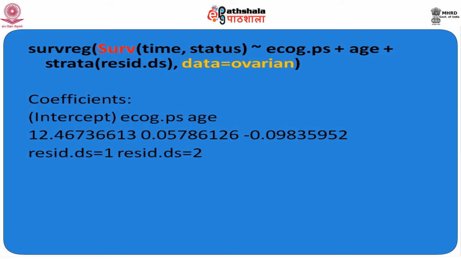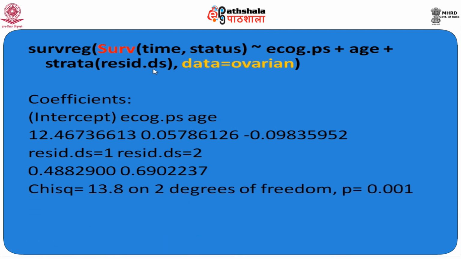Residuals. Resid.ds is taken as 1 and resid.ds is taken as 2, with their regression coefficients coming separately 0.48 and 0.69. So strata-wise the regression coefficients can be obtained once we specify the function strata and thereafter our specific variable, the variable having dichotomous values. Here the significant difference is coming between these two factors for the 26 observations, for the 26 patients.